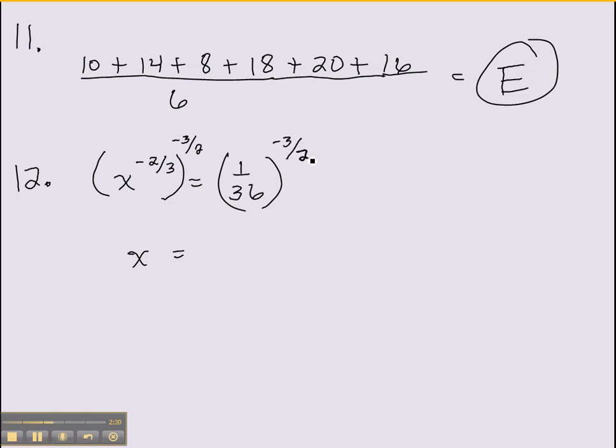And you can either type this into your calculator, or just remember that 1/2 power, the 2, means to take the square root. That's 1/6. Then we cube it. That's 1/216th. And then the negative tells us to do the reciprocal. So 216. Answer choice E.